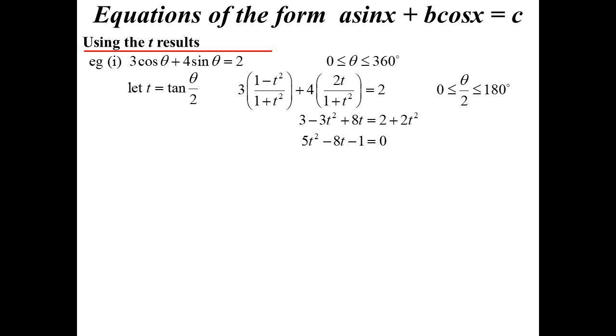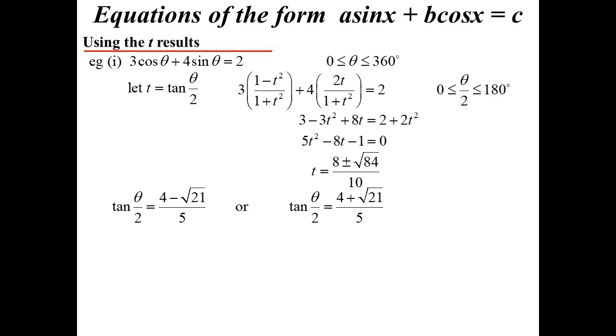It doesn't work out nice and neat, so I go to the quadratic formula. I now know tan theta on 2 is either 4 minus root 21 on 5 or 4 plus root 21 on 5. I guess the most difficult thing about this is working out whether it's positive or negative.